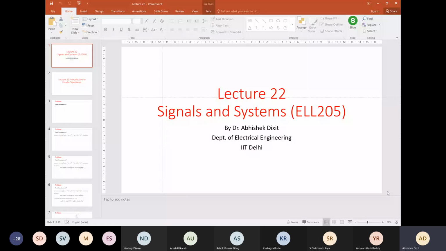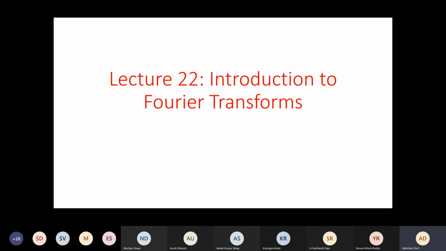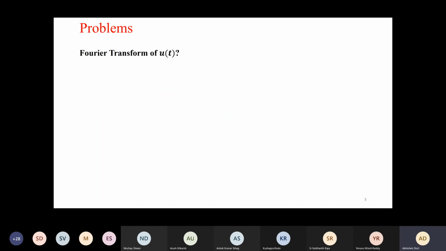So now let us come to today's lecture, and let us start by deriving a few Fourier transforms. The first Fourier transform that we would derive is of u(t), the unit step function. So everyone just get started and try to find out what is the Fourier transform of the unit step function.